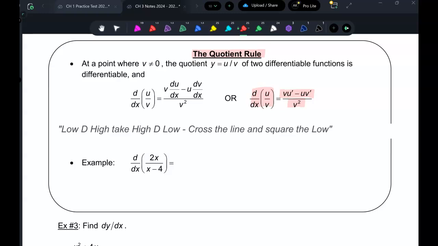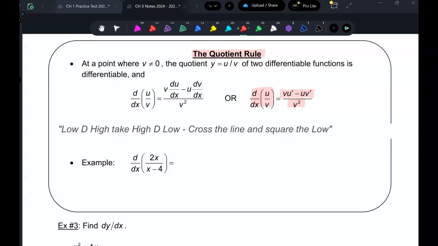So, okay, it's not really a song. Maybe there's a rhyme, did you guys sing something? Wait, how do you do it? Okay, it's like a little rhyme. It's like low D high, take high D low, cross the line and square the low. We made it like a little country song, you know? Now I gotta hear it: low D high, take high D low, cross the line and square the low. There you go. I like it.